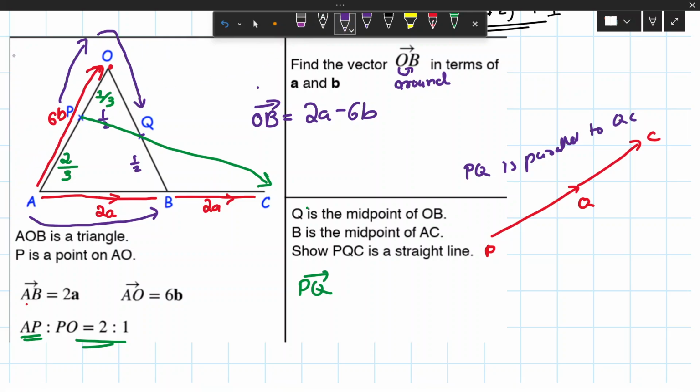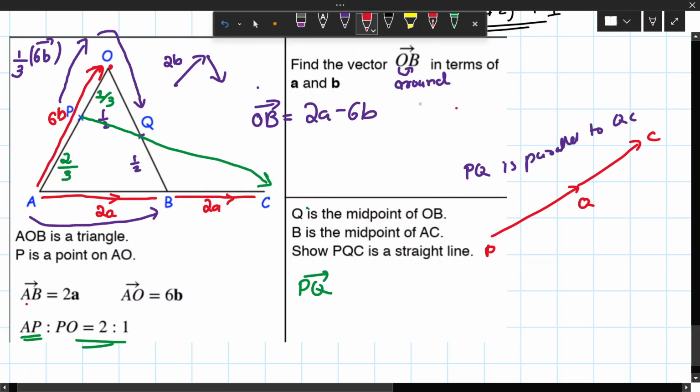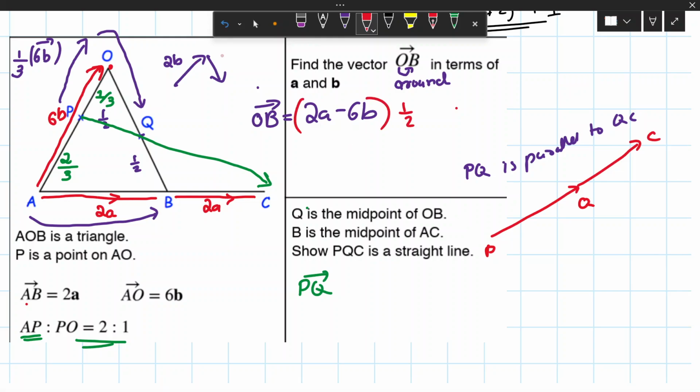P to Q we know is 1/3 of the full vector, which is 1/3 of 6b. So 1/3 of 6b is going to be 2b. So this part here, which I am going up, is 2b. Now, coming down, I know that is half of OB. And I think I've found out what is OB in part A. So if this is OB, I need to take half of OB on my way down. So half of 2A is A, and half of minus 6B would be minus 3B.